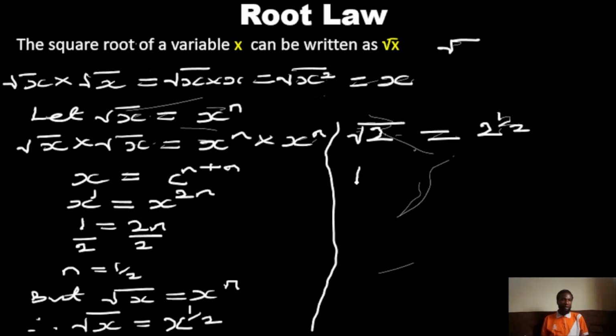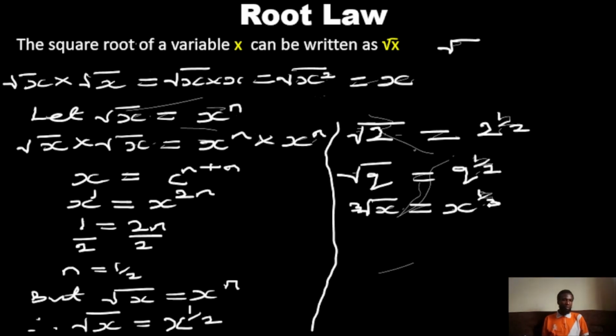Square root of q can also be written as q raised to the power of half. But apart from square root, we also have other nth roots. For example, we can find the cube root of a number, the fourth root, fifth root, sixth root, seventh root, and so on. So the cube root of x can be written as x raised to the power of 1 over 3.